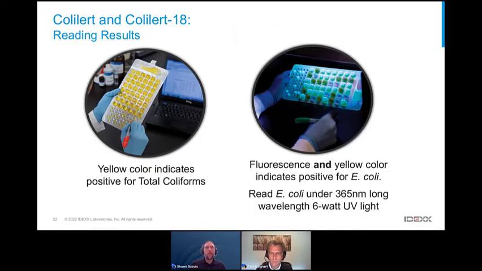When reading results, whether it be presence-absence or the Quanti-Tray, the first thing you want to do is look for any yellow color. Yellow, again, is that ONPG utilization, which will tell us that coliforms are present. If we find that we have vessels that are yellow or we have trays with yellow wells, the next thing to do is put them under a 365 nanometer UV light and look to see if those yellow wells are also fluorescing, because yellow wells with fluorescence indicate a positive for E. coli. So again, start off with yellow to look for coliforms. Then if you have yellow, look under a UV light and see if those yellow wells or vessels also fluoresce.